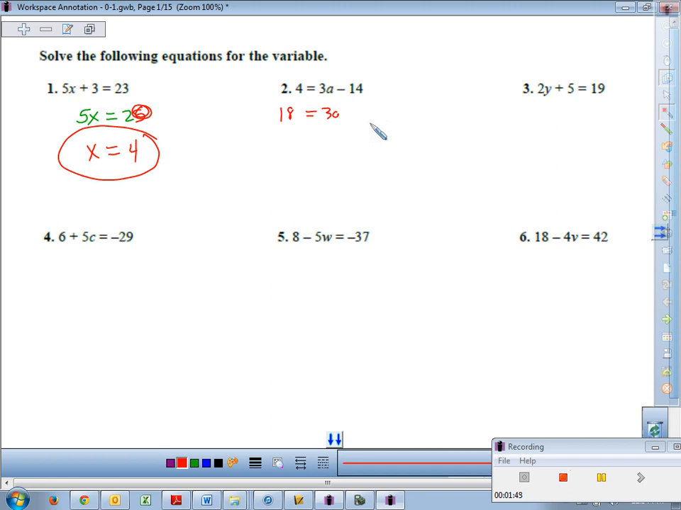Cool. It's all right. We work in numerical order. I don't like to go down. I like to go over. And then get a all by itself by doing what? Divide by 3. What's 18 divided by 3?